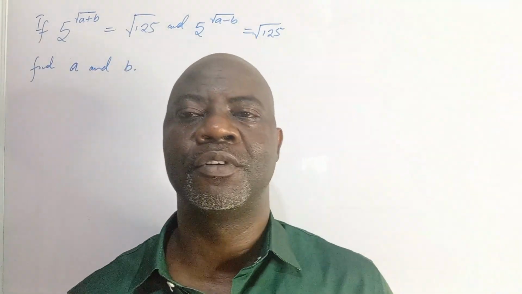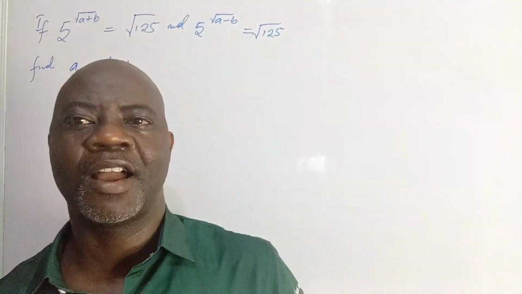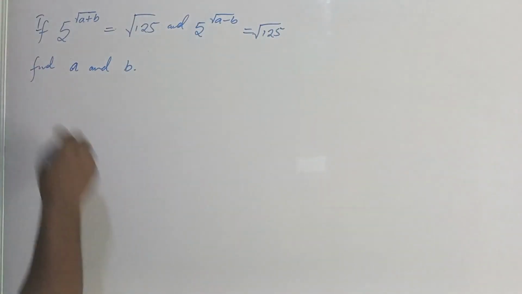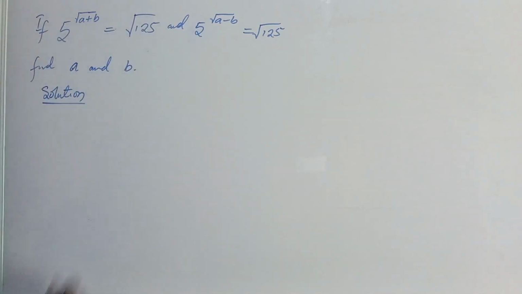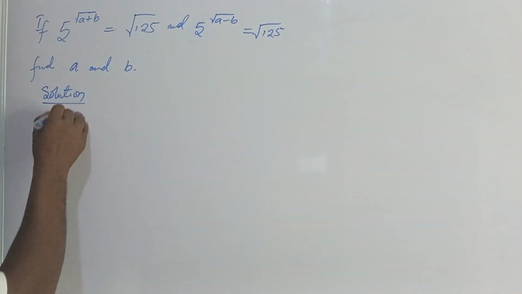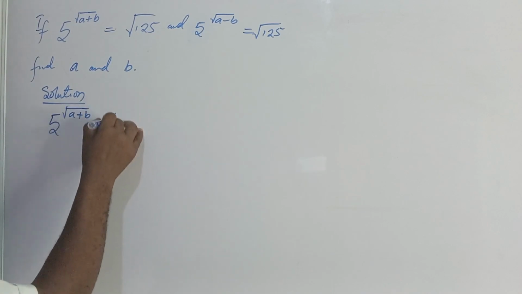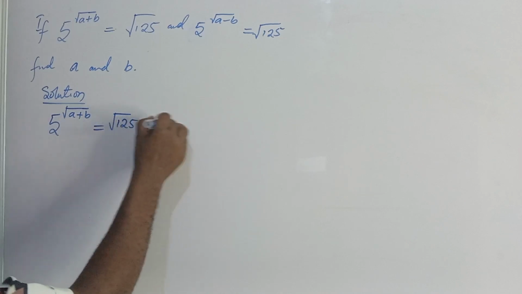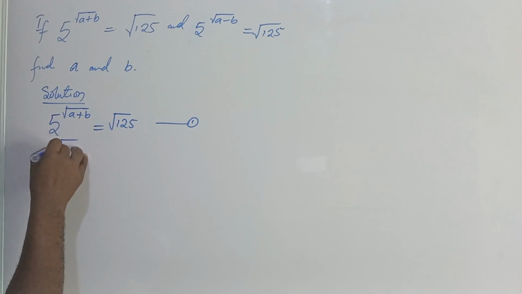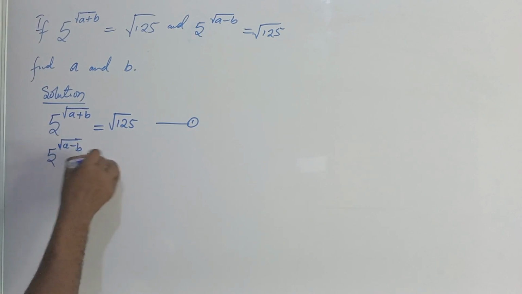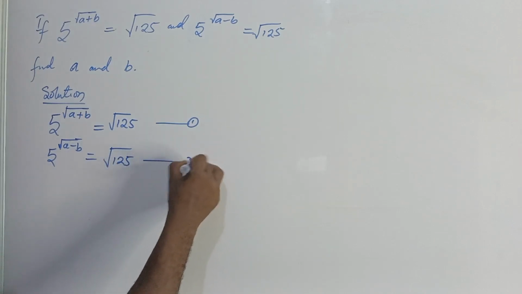Behind me is a beautiful exponential equation. Without further ado, let's see how this is solved. So we have the two equations: 5 to the power of square root of a plus b equals square root of 125. Let's call this equation 1. And 5 to the power of square root of a minus b equals square root of 125. Let's call this equation 2.